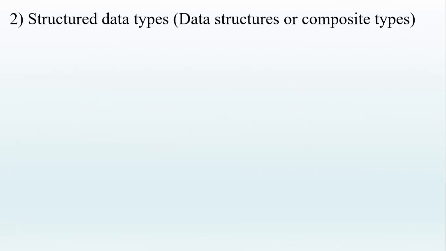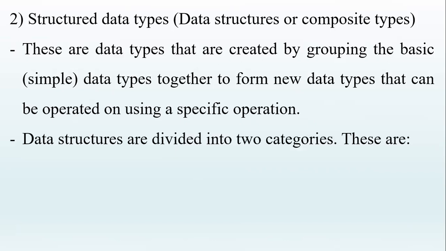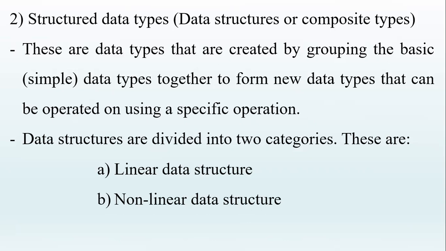Number two, we have structured data types or data structures, or what we call the composite types. These are data types that are created by grouping the basic or simple data types together to form a new data type that can be operated on using a specific operation. The data structures are usually divided into two categories. These are, number one, the linear data structure, and number two, the nonlinear data structure.